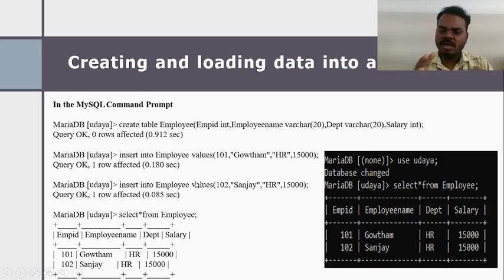So far we have seen how to create the table and how to insert the records. At last we need to retrieve the information. For that I am going to use select star from table name. If you want to retrieve the data from the table, we need to use the select command. Once you run select star from employee, it will retrieve all the records already loaded into the table. I already loaded 101 for Gautam and 102 for Sanjay. This is all about how to create the table, how to load the data and how to retrieve the data.